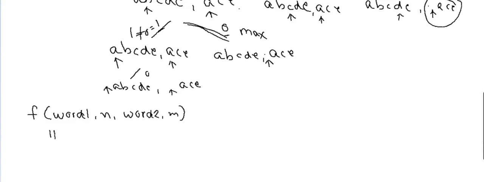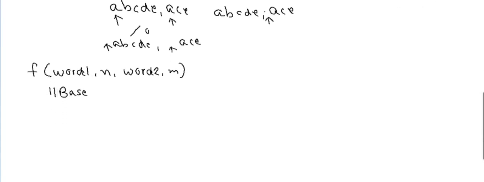Now what is our base case? If we don't have any characters left in word 1 or word 2, that means we cannot find the common subsequence. Therefore, we are going to return 0. So the base case is if n is less than 0 or m is less than 0, right? In that case, we are going to return 0.